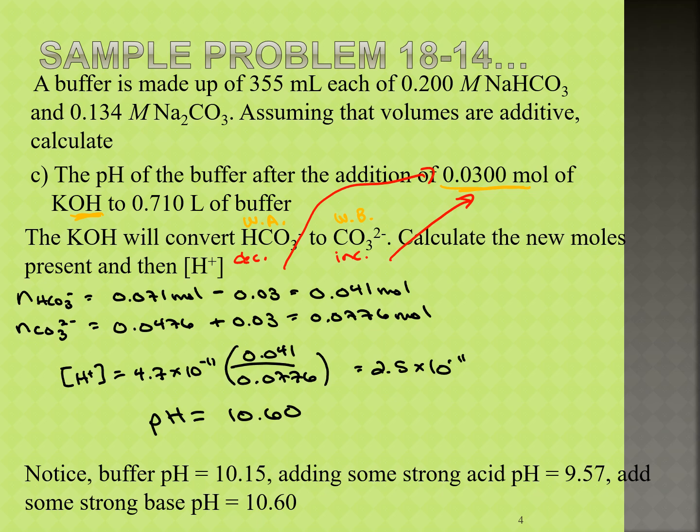And again, we started with a pH of 10.15 for our buffer. When we added some strong acid, the pH went down. When we added some strong base, the pH went up. That should make sense. Just remember which thing is going to increase and which is going to decrease when we add a strong acid or a strong base to our buffer.